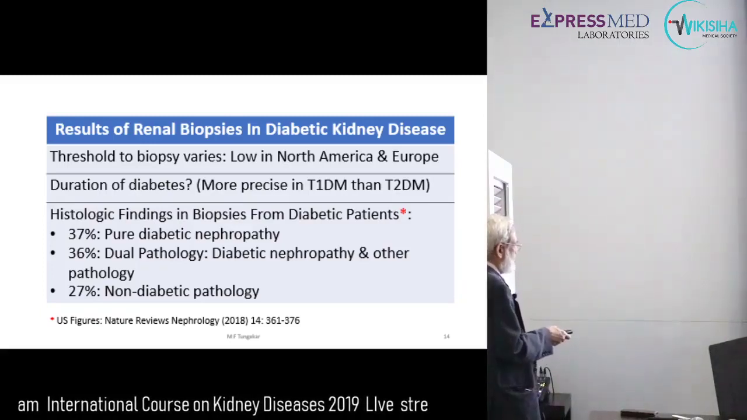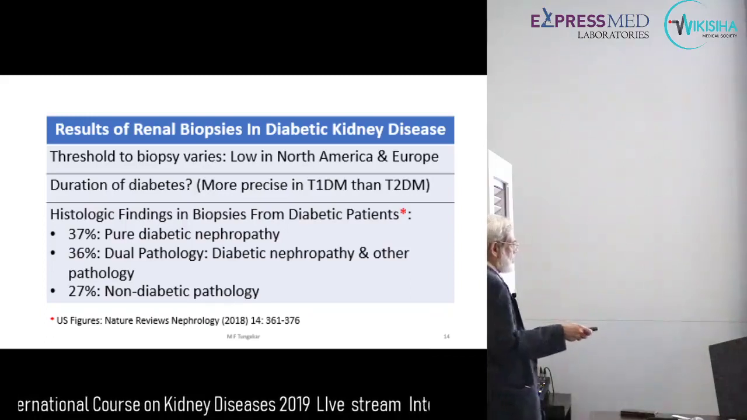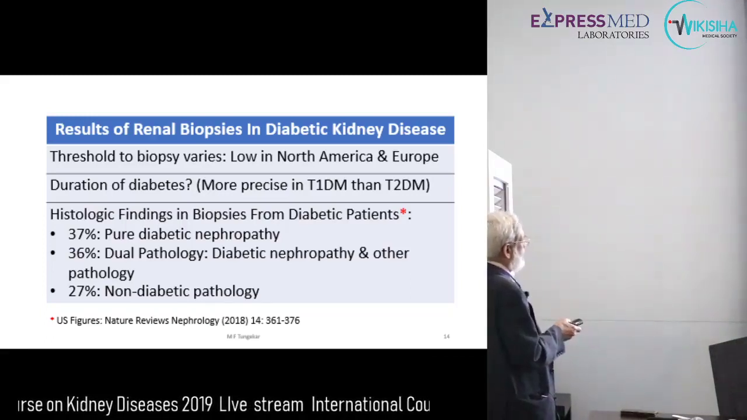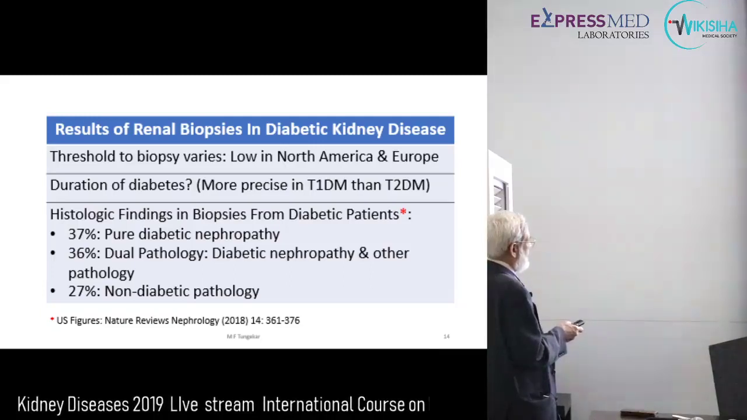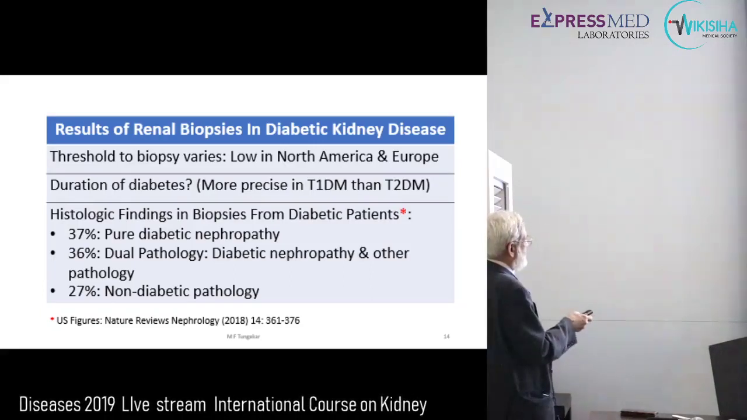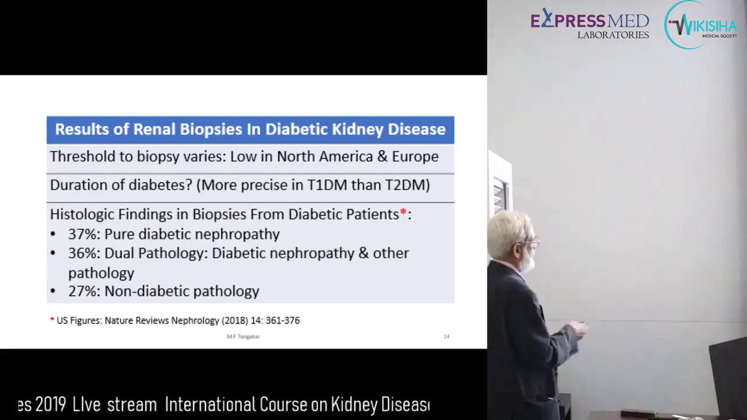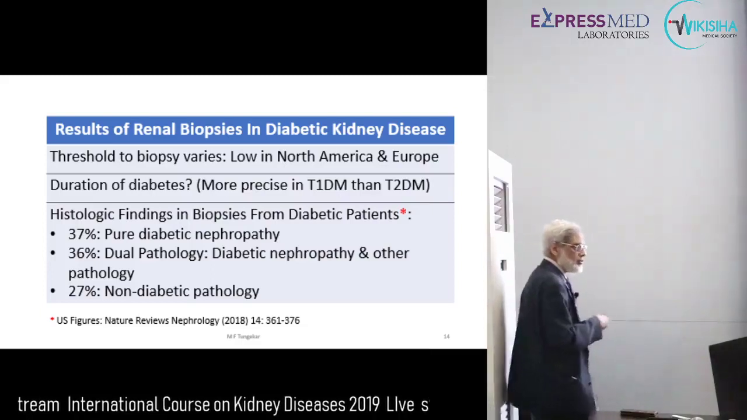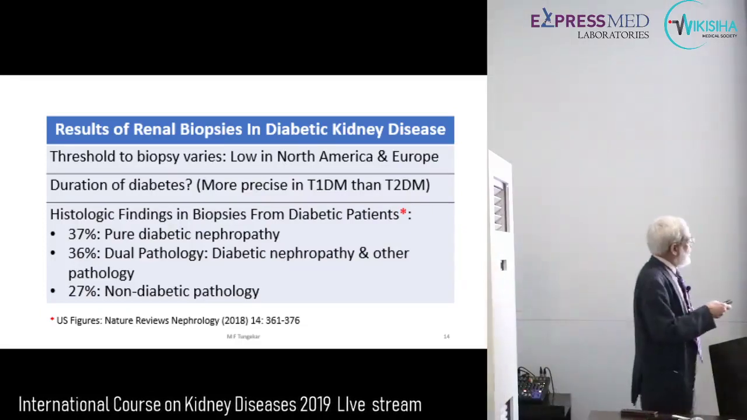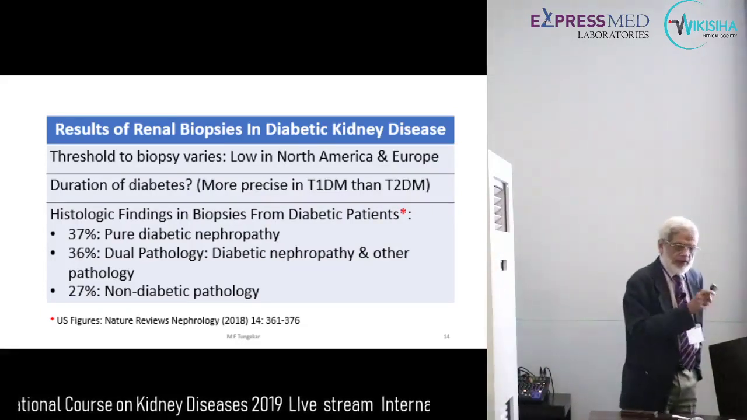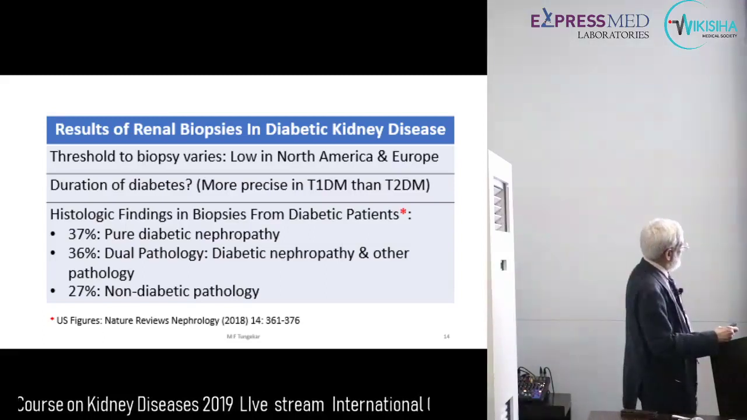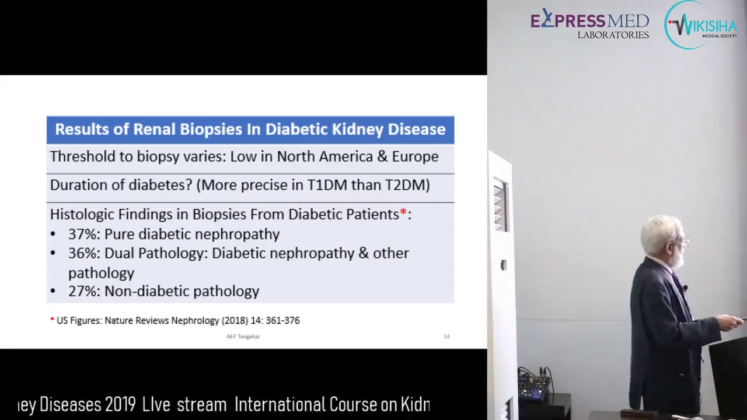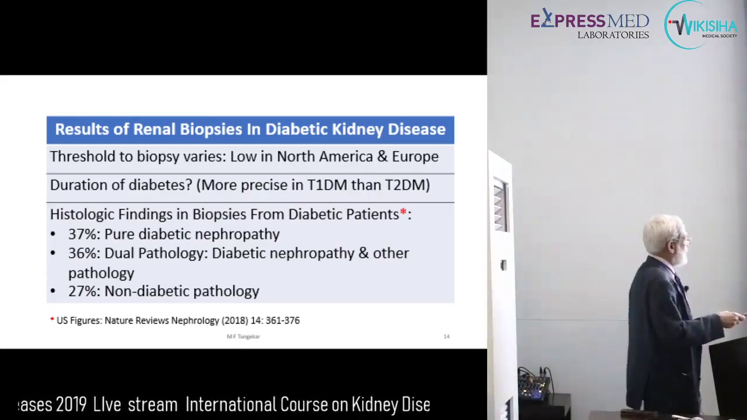Now this is a large US series, which came out last year in Nature Reviews, on histological findings in diabetic patients. And as I said in my earlier slide, 37% of them will have pure diabetic nephropathy. So these cases have to be looked at carefully by the pathologist, ruling out other pathologies very carefully to be sure that there is nothing else involved except diabetes. 36%, about an equal number, had dual pathology. So there's diabetic nephropathy and some other pathology superimposed on it.